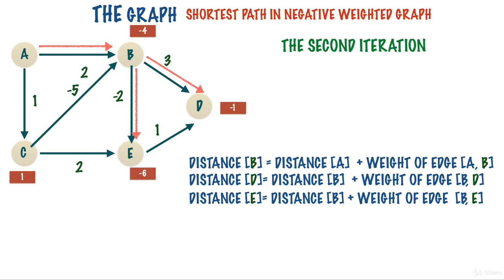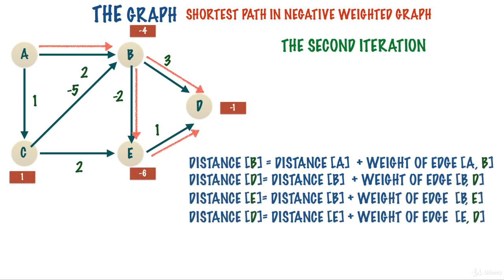The next edge that we explore is between E and D. -6 plus 1 gives us a new distance for D yet again. So -1 we can get rid of, and the new distance to D is -6 plus 1 equal to -5.